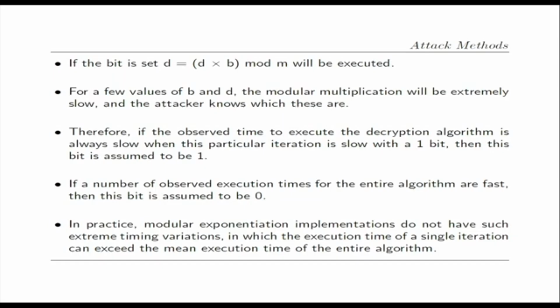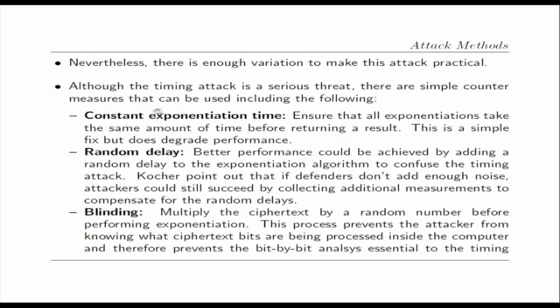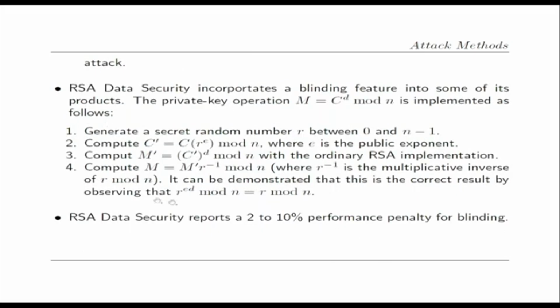To prevent this, these are the things we need to do: constant exponentiation time. We should take constant time, or we can produce some random delay. If it is not multiplying, we can have some random delay. Or blinding, which means we multiply the ciphertext by a random number before performing the exponentiation. This way one can prevent that. We have this random number, and we can multiply it to prevent this timing attack.